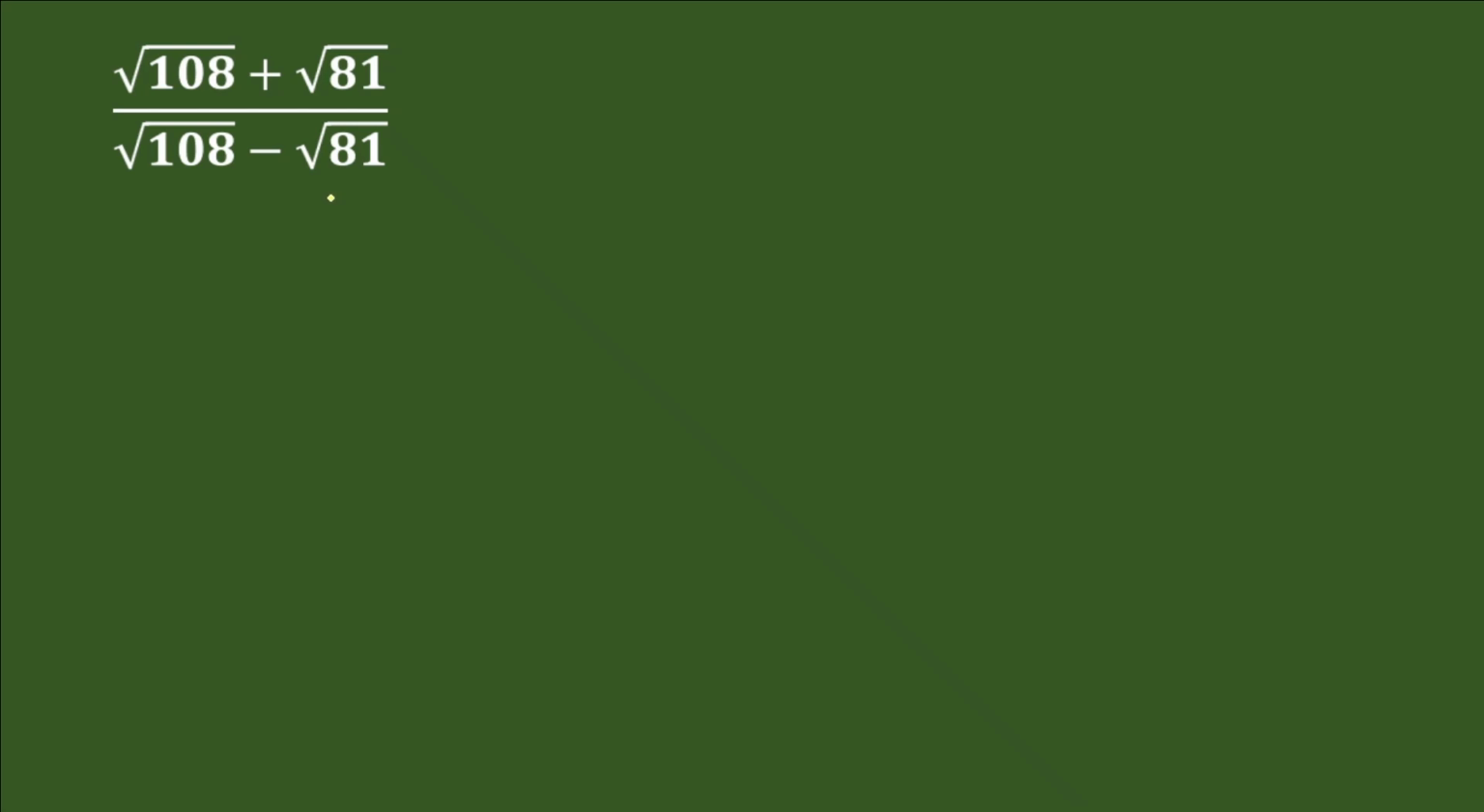Hey friends, welcome back. Today in this session, we'll solve this square root problem. Here in this problem, we have square root 108 plus square root 81 divided by square root 108 minus square root 81.